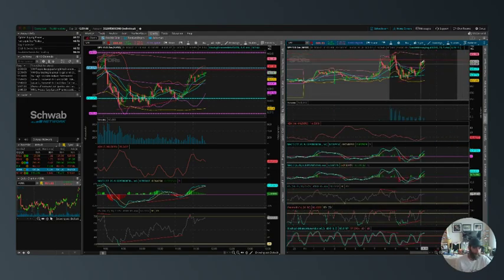You could start to get out here because it's starting to kind of doji, and it's sort of turning over on the 2-minute chart, but that doesn't mean it won't push higher.